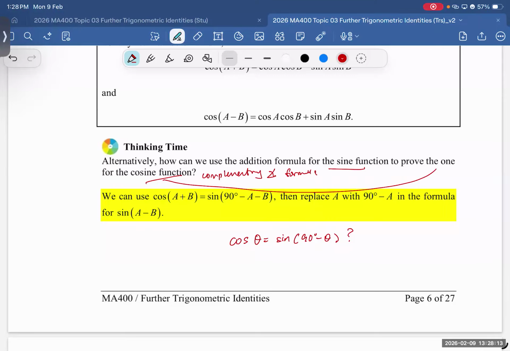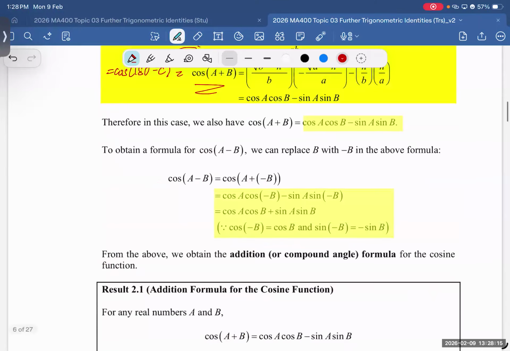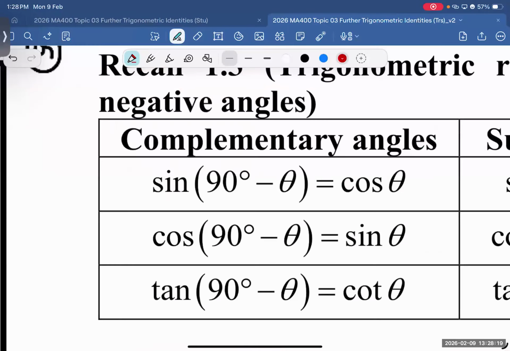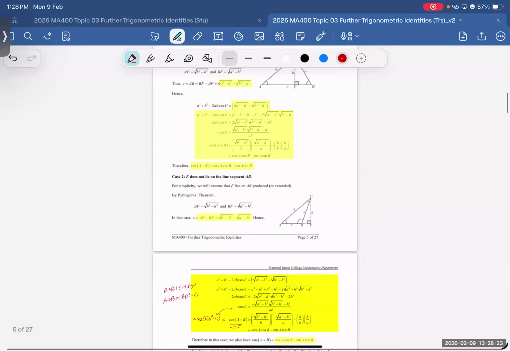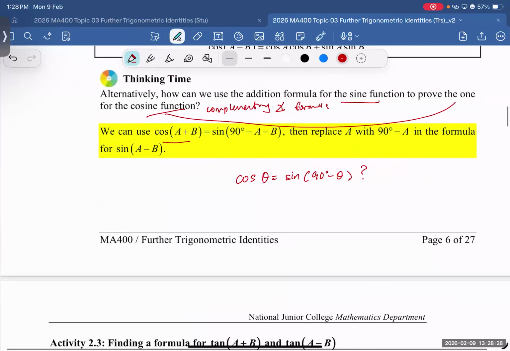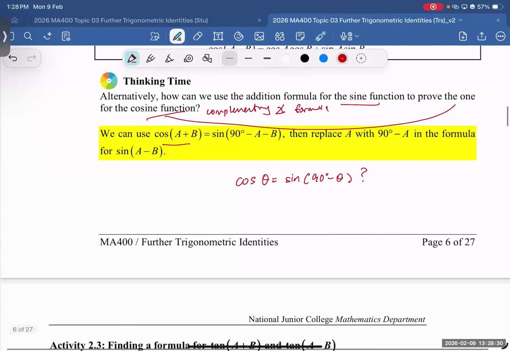Don't remember? Okay, let me go up. You all remember this complementary angle formula that you learned in JH3? Now, what I am saying here is that for this formula, you can see cos A plus B is the same as sine 90 minus A plus B. Is that okay? Can so far?